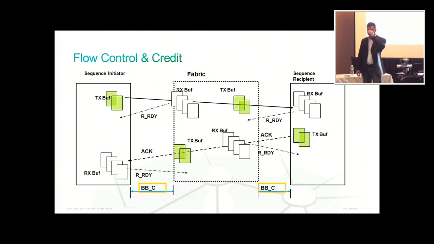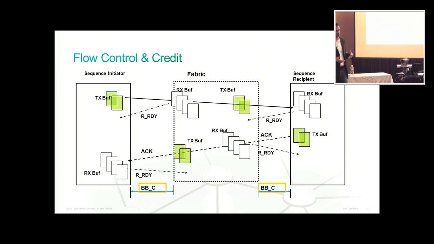Now, talking about slow drain, just to build up for slow drain, before I talk about slow drain, I wanted to talk about B2B credits. What this is showing is Fibre Channel flow in a network where you have a sequence initiator, you have a fabric, and you have a sequence recipient. And you've basically got packets going from, let's say, a TX buffer to an RX buffer.